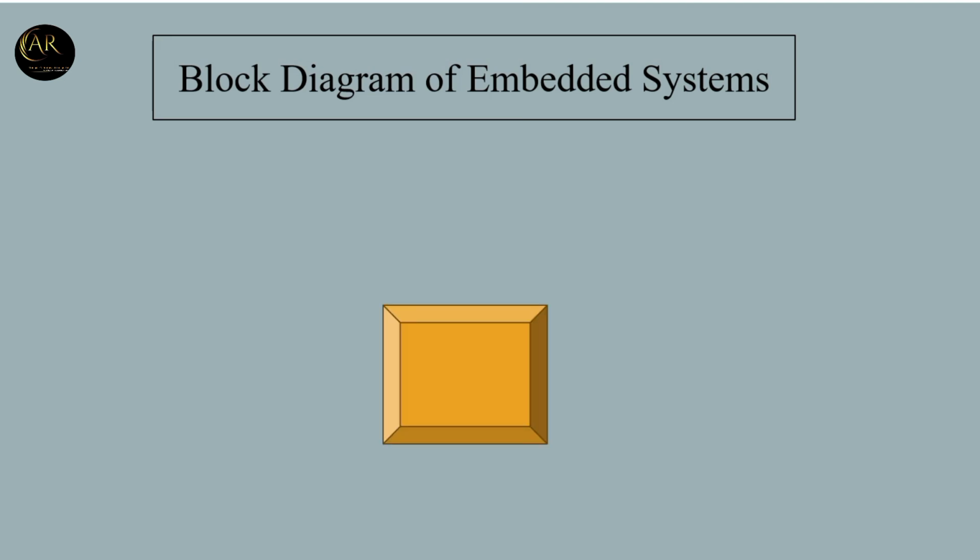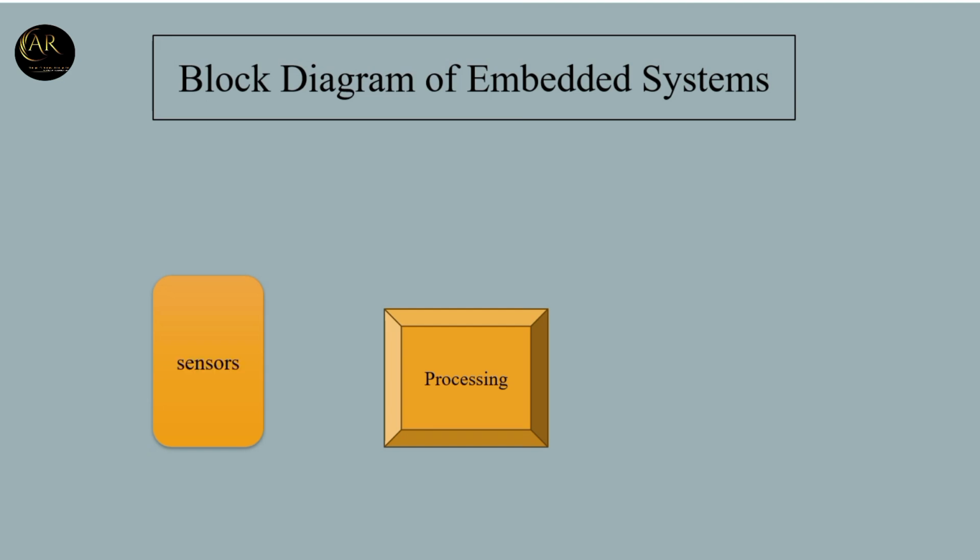The basic block diagram starts with processing. Here processing is nothing but a microcontroller. And next, the input side of the processing has sensors, and the output side has LEDs or motors.